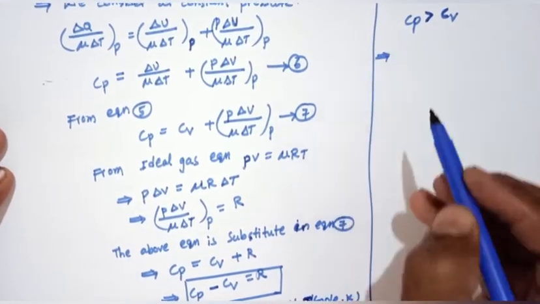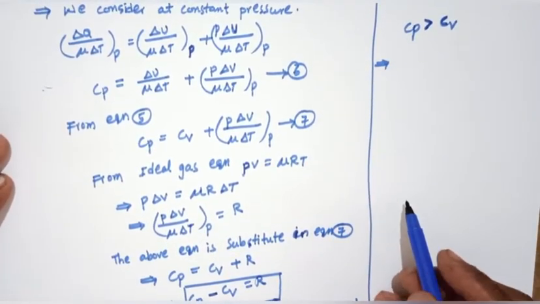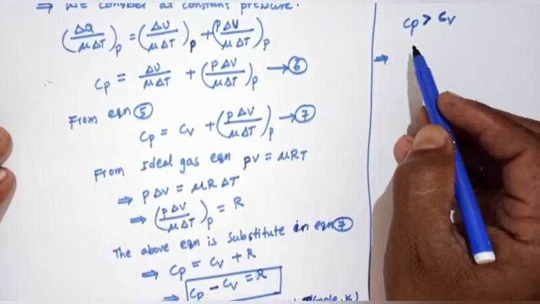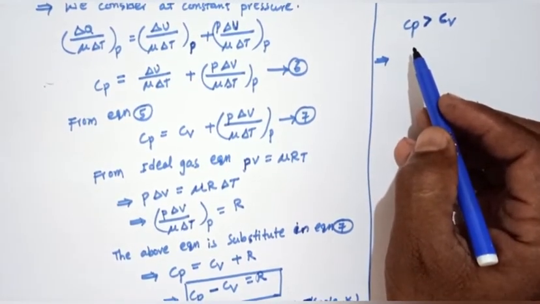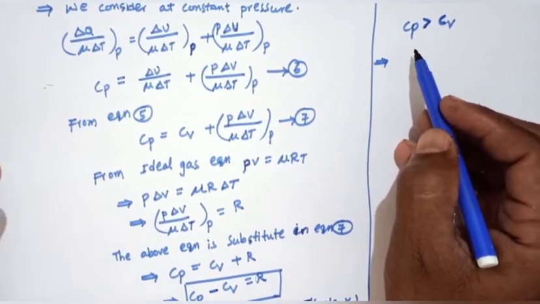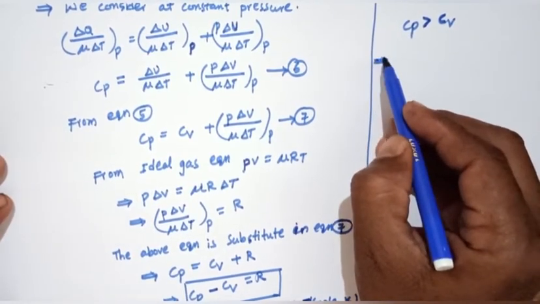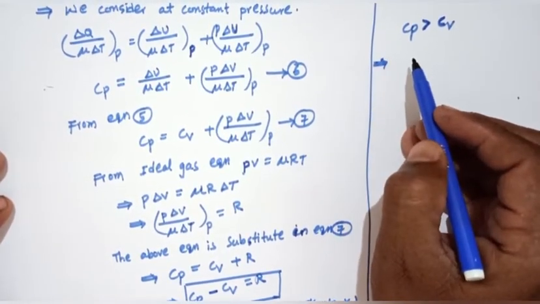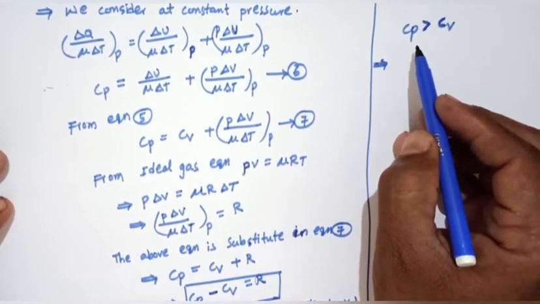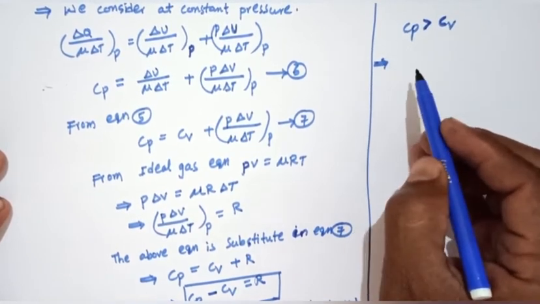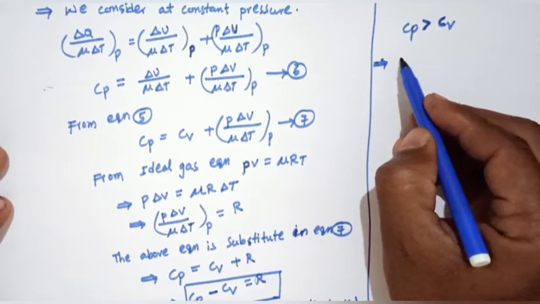What are the units for heat? The SI unit is joule. In CGS units it is the calorie. So what is the definition of the calorie?